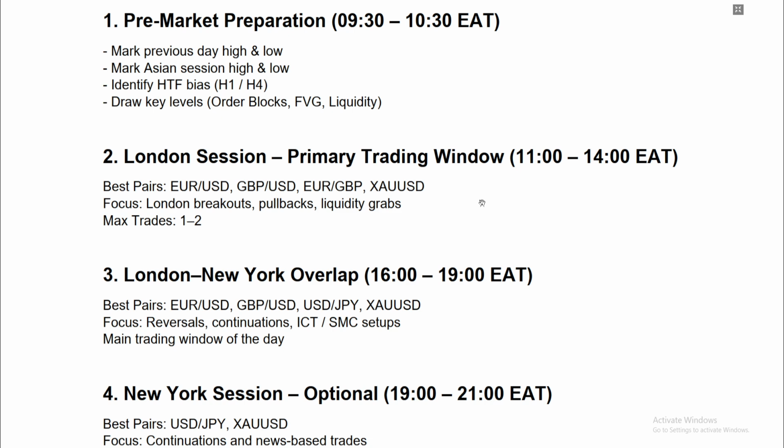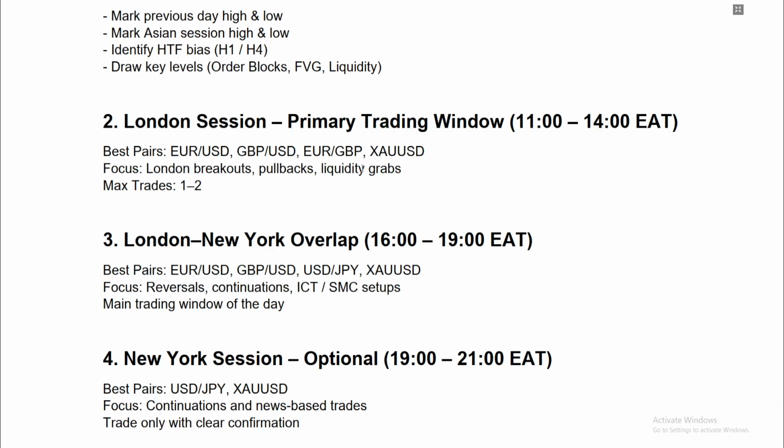This is where the best setups form. Strong continuations, sharp reversals, and institutional moves, all right? If you can only trade 1 session per day, trade this one, all right? The London-New York overlap is extremely amazing. That is from, let's say, 4 p.m. to 7 p.m. for those who are in Kenya, okay? It's the best time for you to trade during this hour, all right? By the way, if you're looking for the best time to trade in Forex, choose the London-New York overlap. This one will never, ever disappoint you.